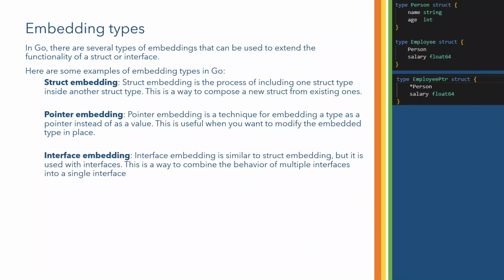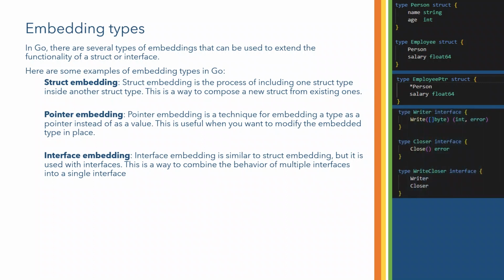Interface embedding is similar to struct embedding, but it is used with interfaces. This is a way to combine the behavior of multiple interfaces into a single interface. For example, there is a Writer interface which has a Write function that takes bytes as input and returns an integer and an error. And there is another interface called Closer. So WriteCloser actually has both interfaces embedded inside it.